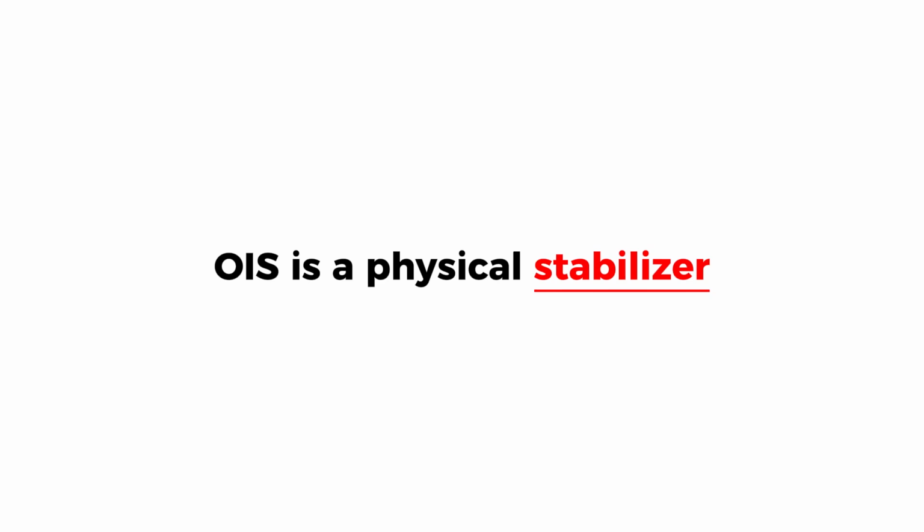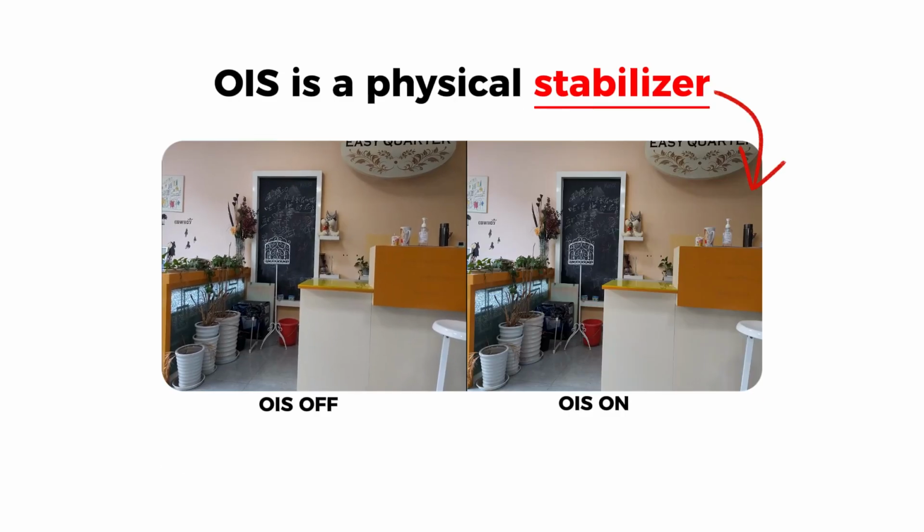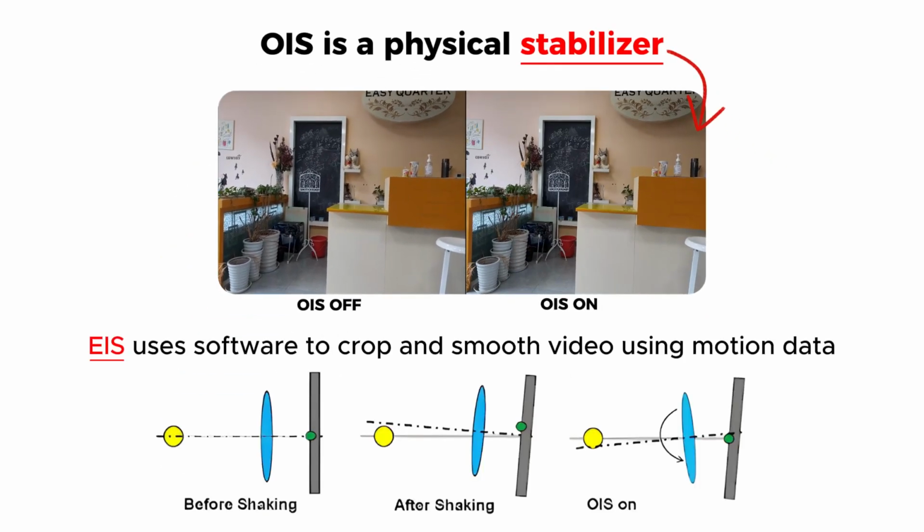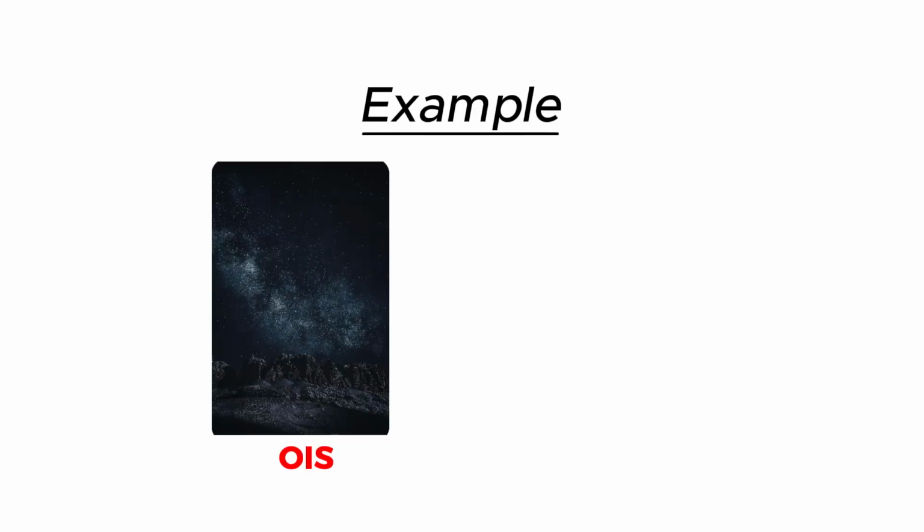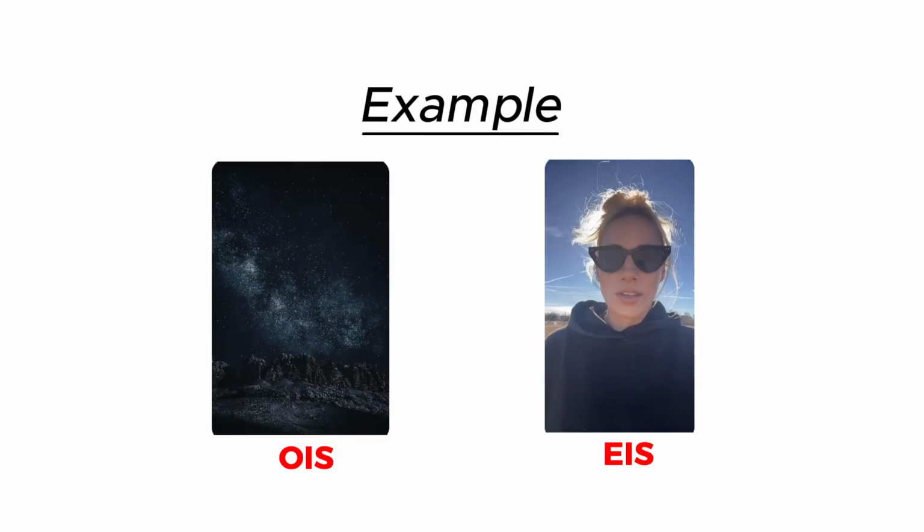OIS is a physical stabilizer. Lens or sensor moves to cancel handshake. EIS uses software to crop and smooth video using motion data. Many phones use both together. Example, OIS keeps night photos sharp, EIS smooths shaky walk and talk videos.